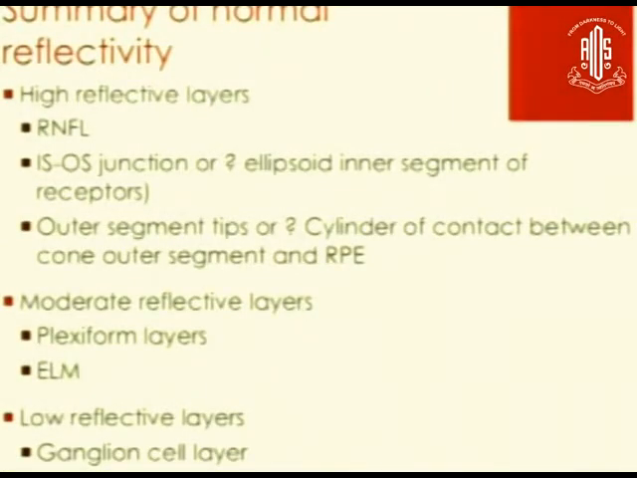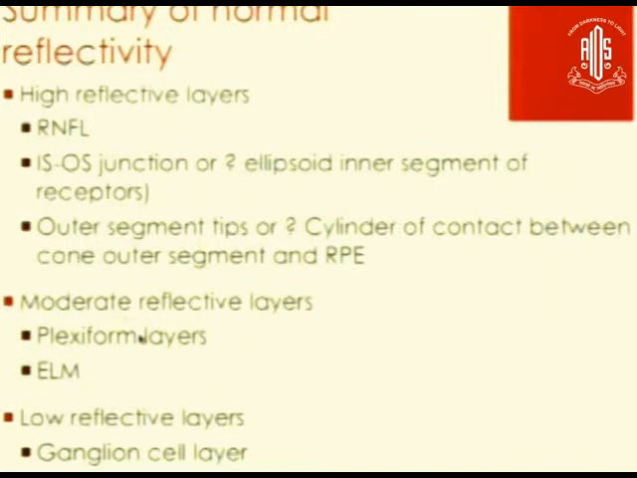So in summary, the normal reflectivity: the highly reflective layers are the retinal nerve fiber layer, the previously thought ISOS junction, which is nothing but the ellipsoid inner segment of the receptors, and the outer segment tips, which was thought to be the third layer, but it's actually the cylinder of contact between the cone outer segment and retinal pigment epithelium. These are the highly reflective layers.